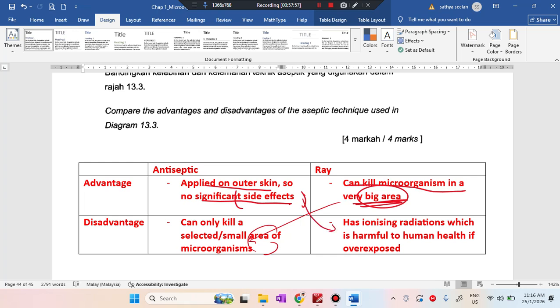So for me, I can say it can cause cancer due to high ionizing radiation. Add on, because rays have ionizing radiation as well. This is the perfect answer. Sometimes we learn antiseptic, rays, but you need to know what the advantage and disadvantage are as well. Although it's not in the syllabus, we need to think about it.